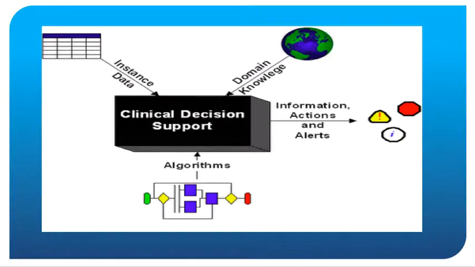So this is also a representation showing that an instance of data can come from a database or it can come from a domain knowledge such as a website, a clinical reference database, and that goes through a decision support algorithm. And the output of that is information, actions, and alerts.